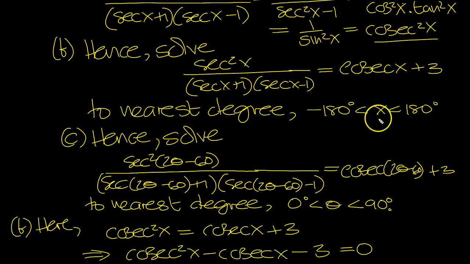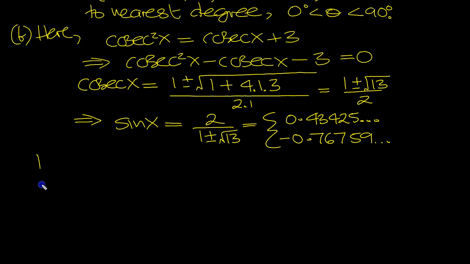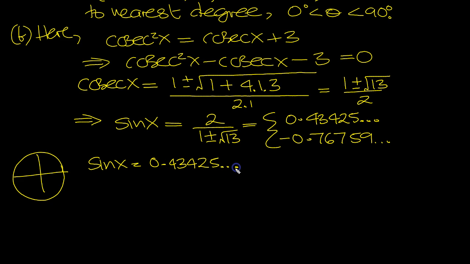Hence solve this equation for x between minus 180 and plus 180. So let's have a look at that then. Let's draw a circle. Sine x equals 0.43425 then. Okay, so sine is positive here and here. So we're going from minus 180 to 180, aren't we? Okay, so that's where we're going from and to. We write CAST, and we know sine is positive here and here.